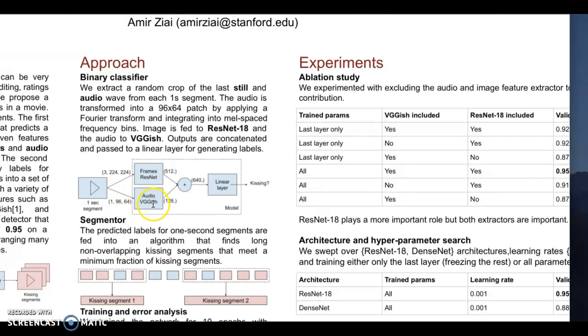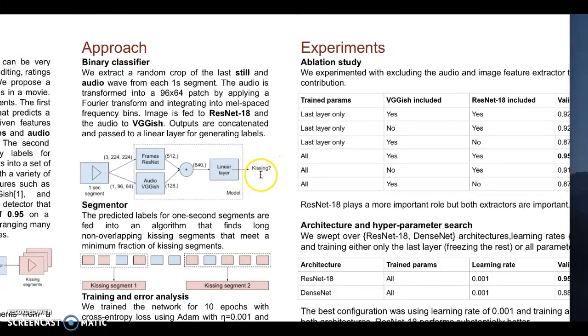We feed this into an architecture called VGG-ish. It's inspired by VGG and processes audio spectrograms. So the output of both of these networks is concatenated into a 640-dimensional tensor, and then we feed that into a fully connected layer and produce our binary labels.